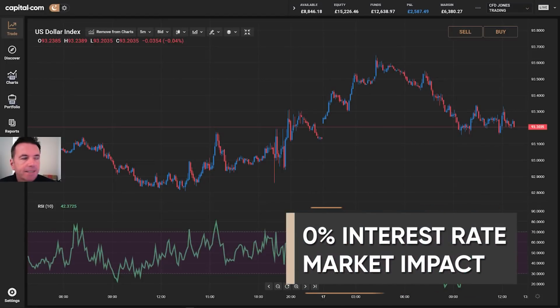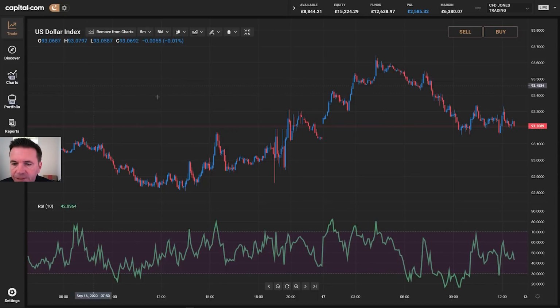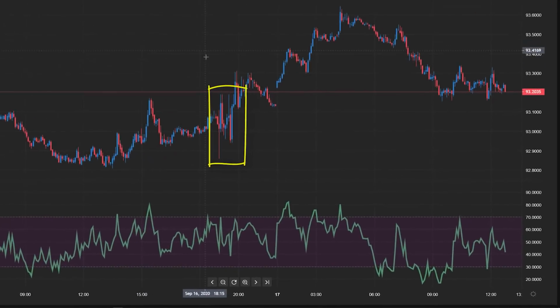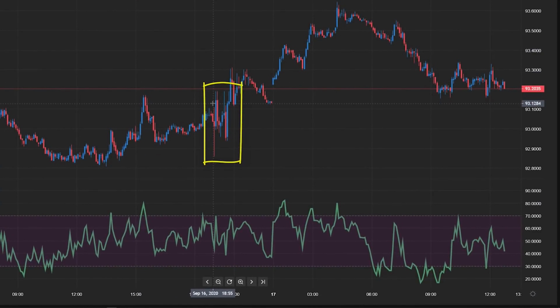This week, we've had the latest interest rate decision from the US Central Bank, the Federal Reserve. This is what the market did. This is the dollar index. So this is when the rate came out. It was 7 o'clock in the evening, UK time. You can see the volatility over it.